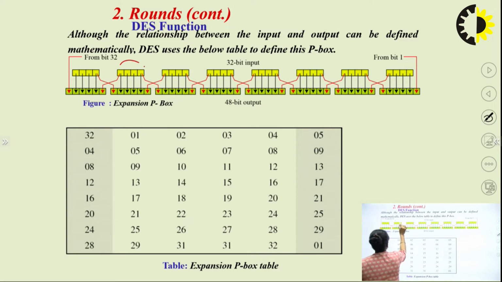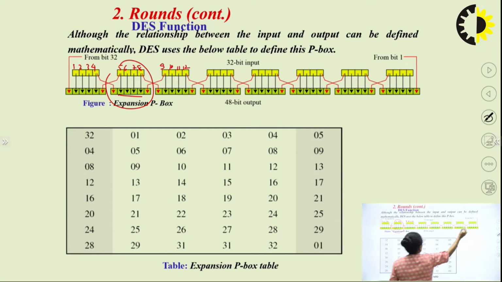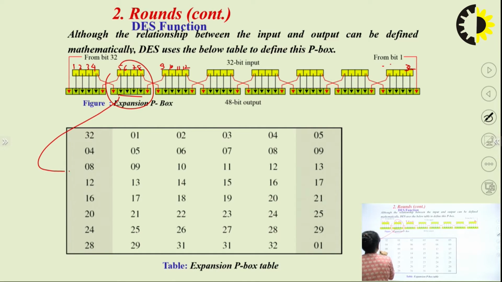The next 6-bit pattern, if you look at it, this is what? 1, 2, 3, 4, 5, 6, 7, 8, 9, 10, 11, 12, and so on. We go till 32 because you have 32-bit input. Now, let us come to the next bit pattern. How are you getting the next 6-bit pattern? This is the first 6-bit pattern.